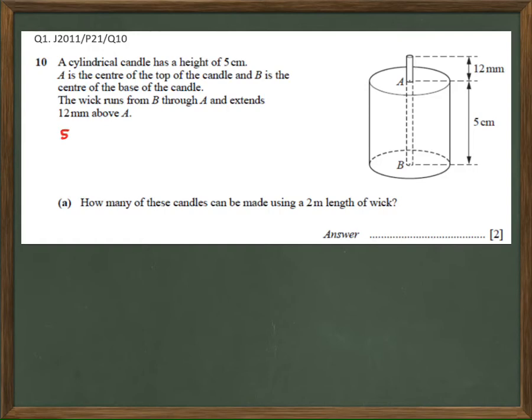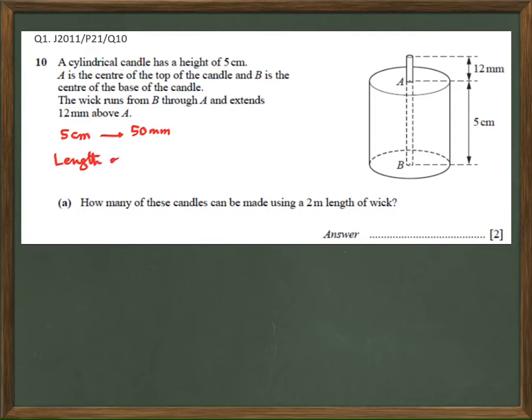There is a wick. That small thread in the middle of the candle, that's called a wick. The wick runs through from B through A and extends 12 millimeters above A. How many of these candles can be made using a 2 meter length of wick? Now the examiner is very clever. There is meter and centimeter and millimeter in it. Take care of it. Look at the working.